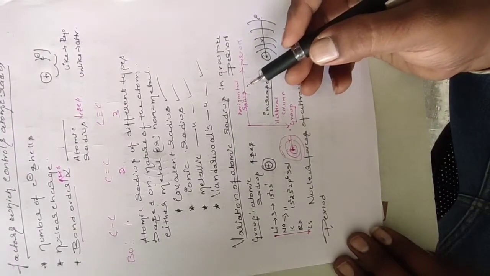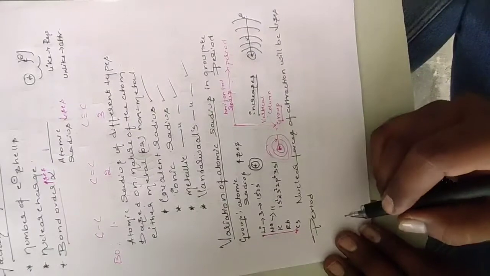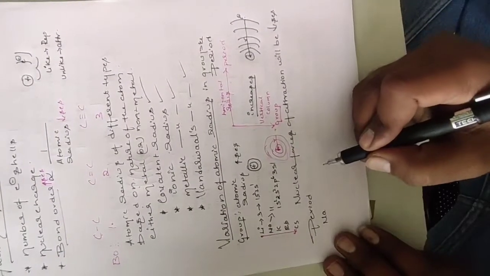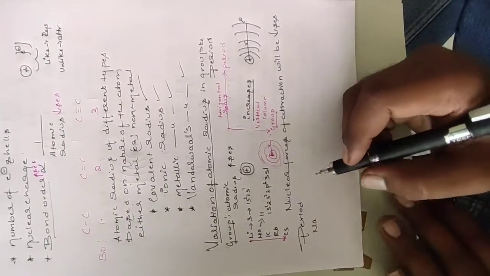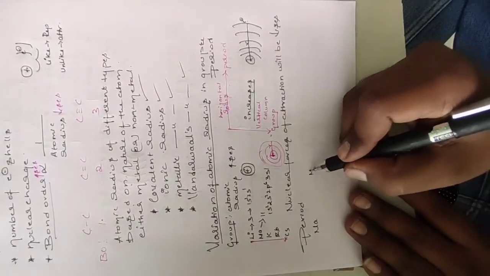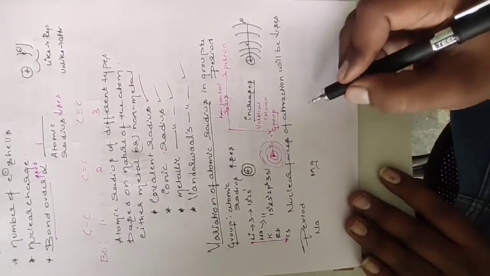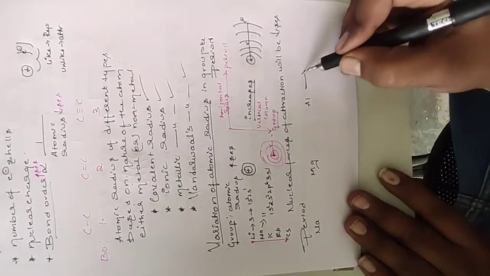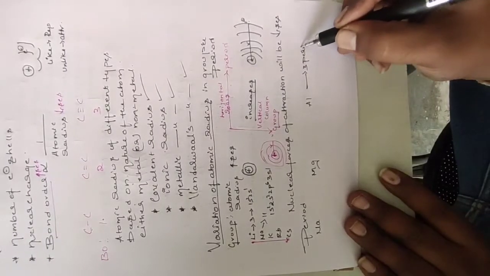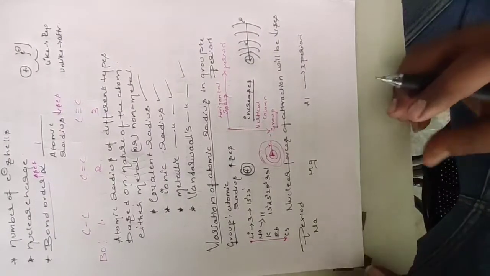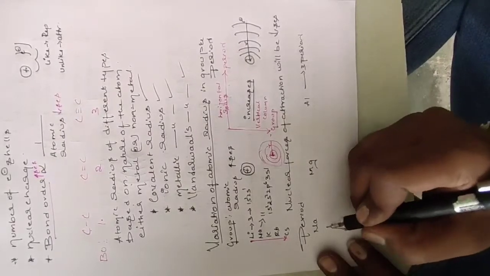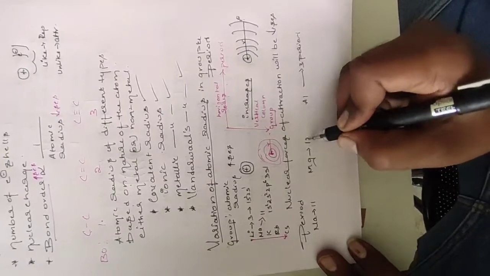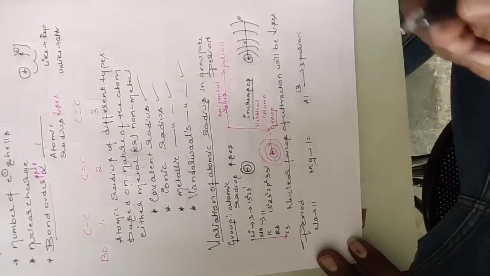Why does it decrease? Let us take that period: sodium, magnesium and aluminium. They are all in the third period. I have taken only three. Sodium has atomic number 11, magnesium 12, and aluminium 13.